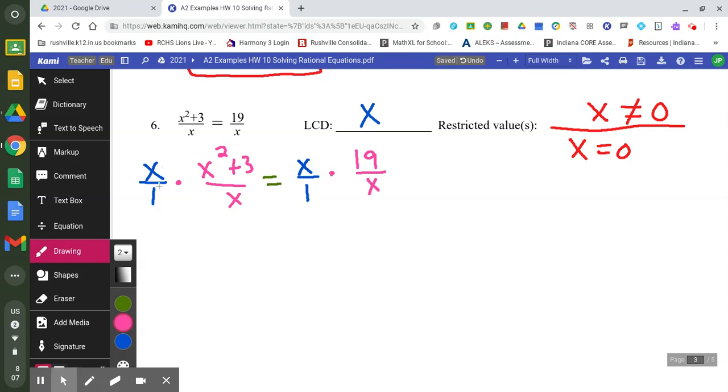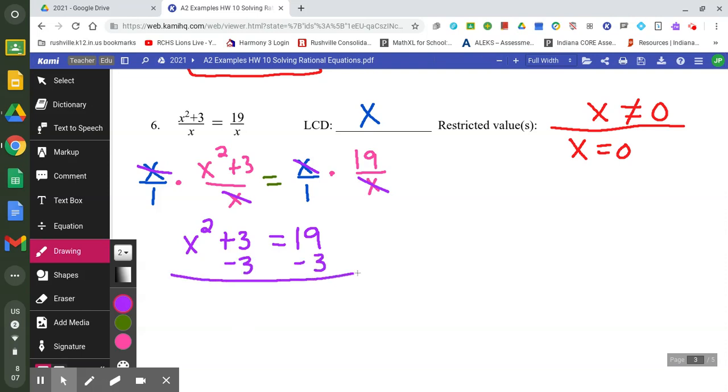Okay, so I put my least common denominator times each of the terms that are already there. So this x on top cancels this x on bottom. So I have x squared plus 3 equals, and then this x on top and that x on bottom cancel, so equals 19. I'm going to solve for x. So x squared equals 16.